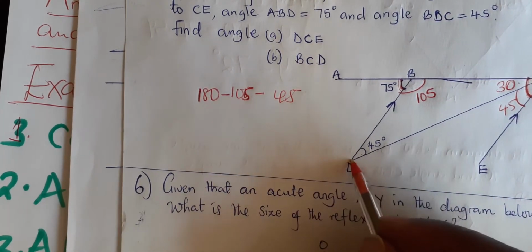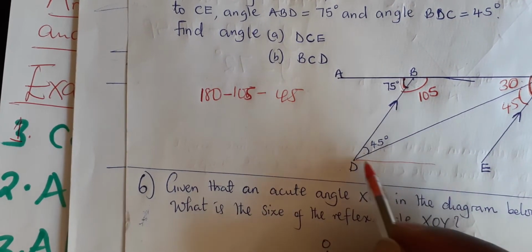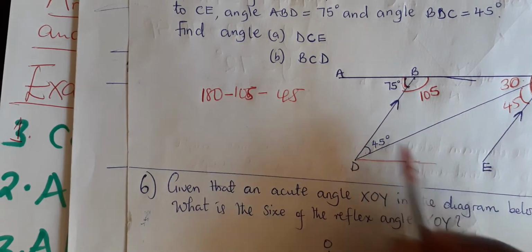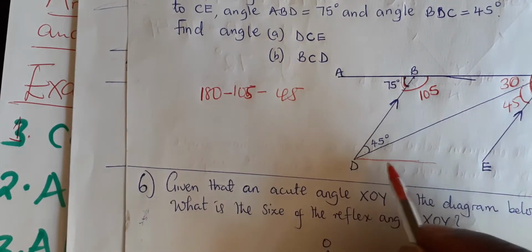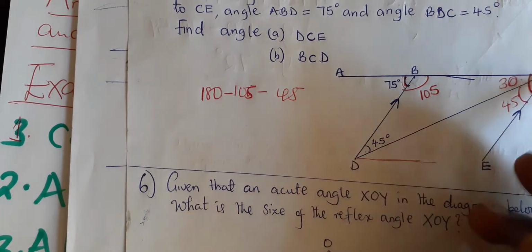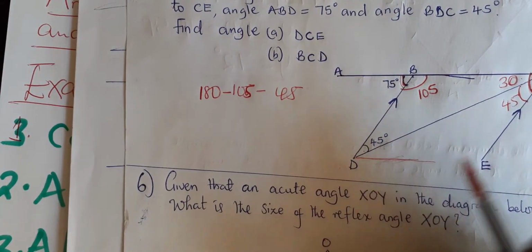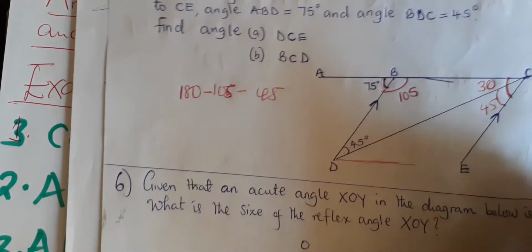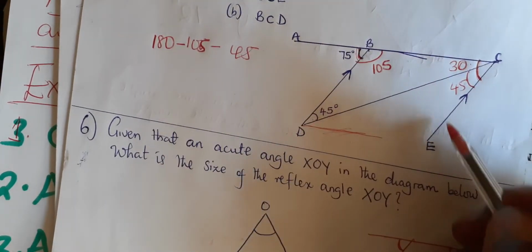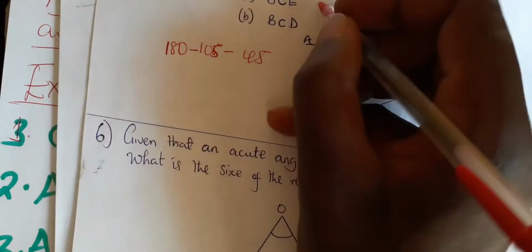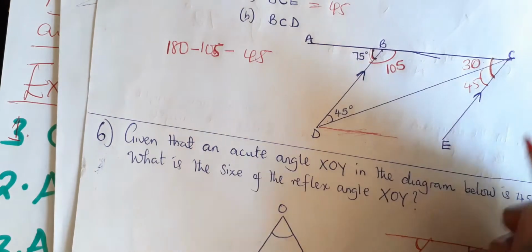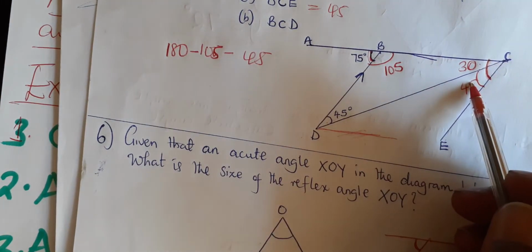Angle CDE. Like this is DCE, sorry. DCE is this angle here, which is what? 45.